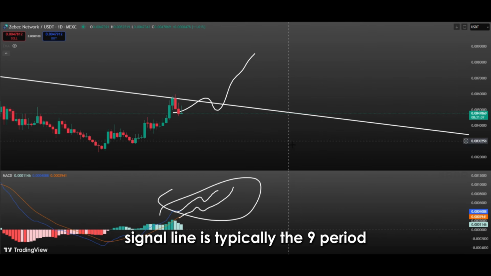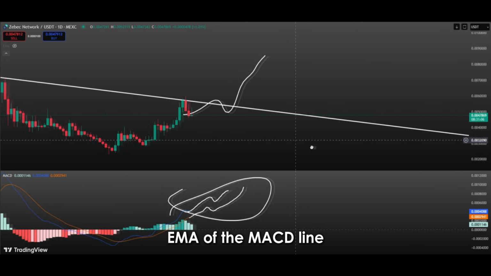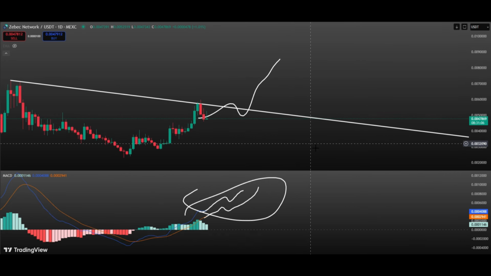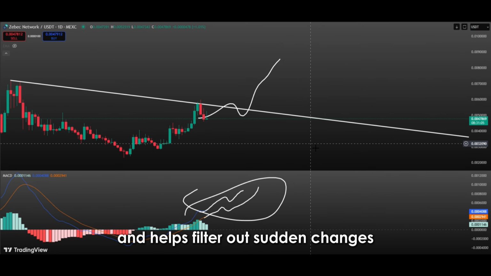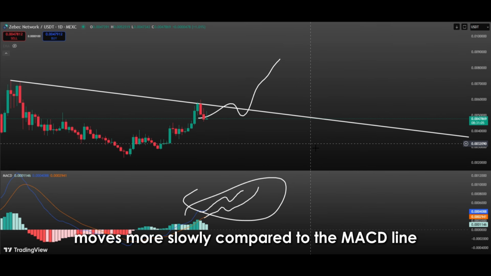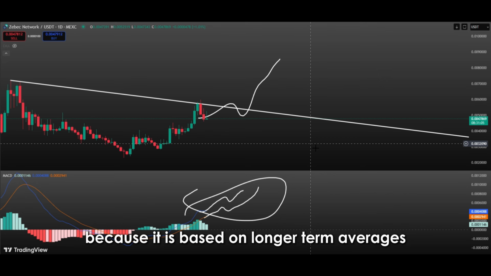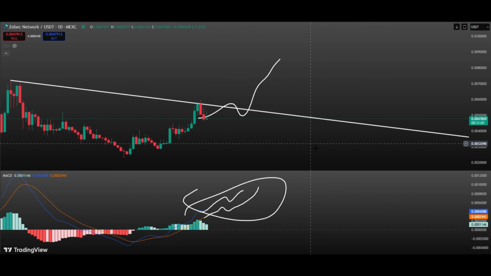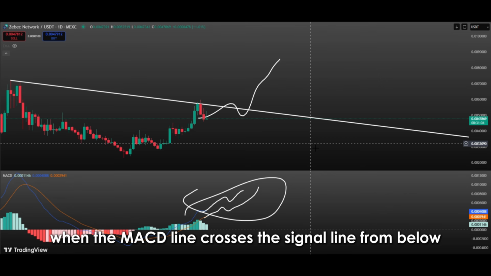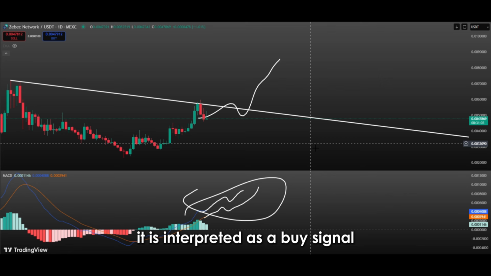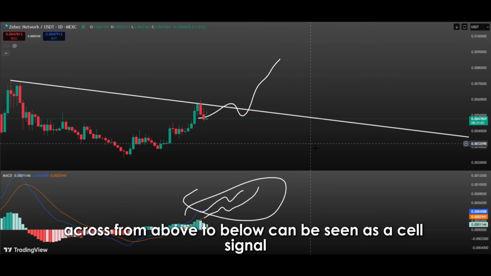The signal line is typically the 9-period EMA of the MACD line. This line is a smoothed version of the MACD and helps filter out sudden changes. The signal line moves more slowly compared to the MACD line because it is based on longer-term averages. The relationship between these two lines is crucial. When the MACD line crosses the signal line from below, it is interpreted as a buy signal. Conversely, a cross from above to below can be seen as a sell signal.